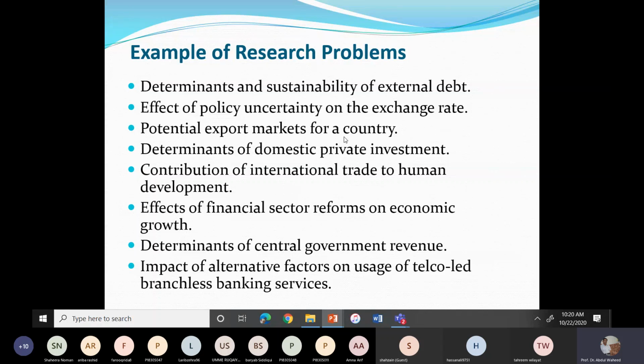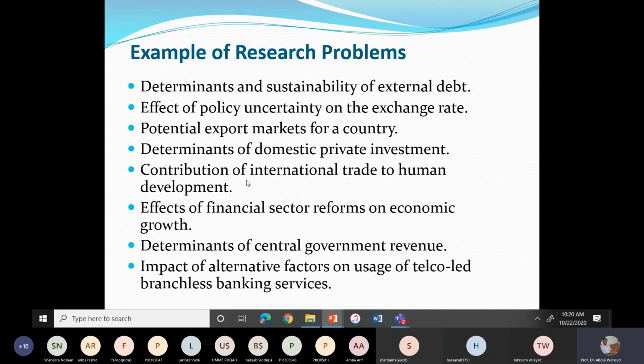Potential export market for a country. Okay. And then this could also be a research problem. Determinants of domestic private investment, or contribution of international trade to human development.